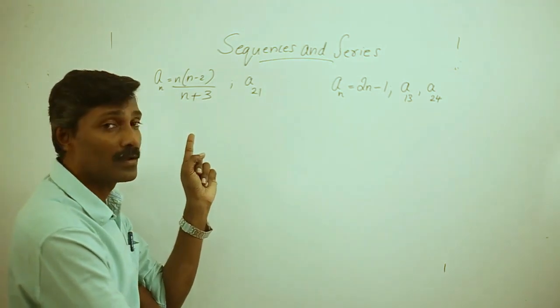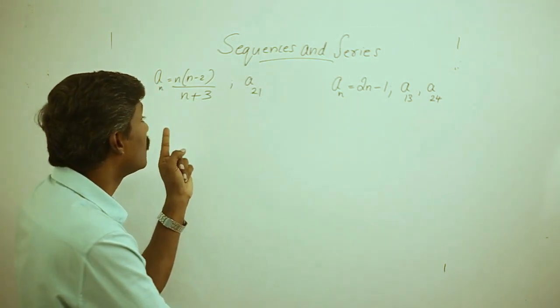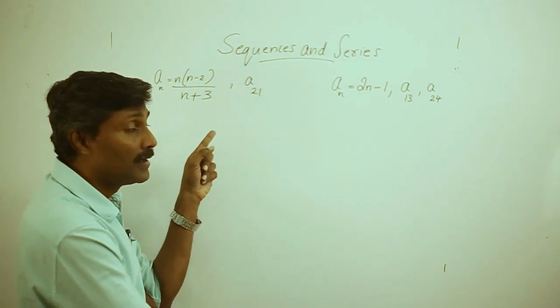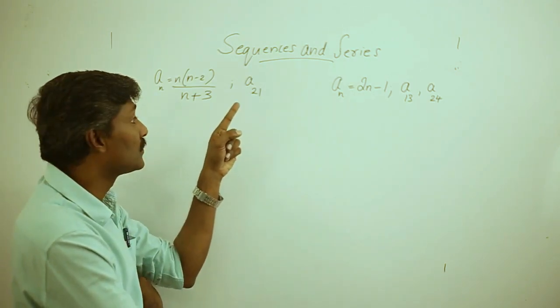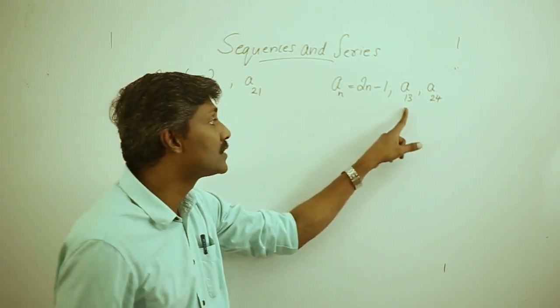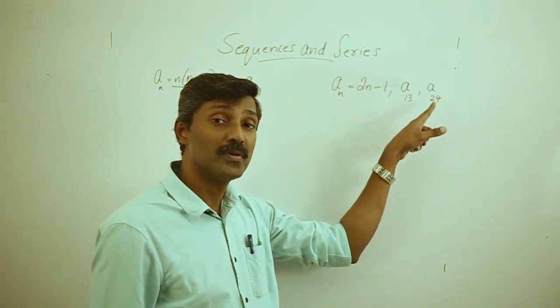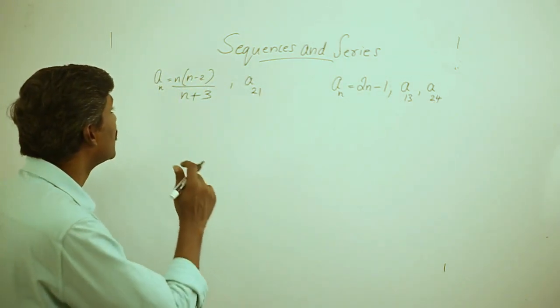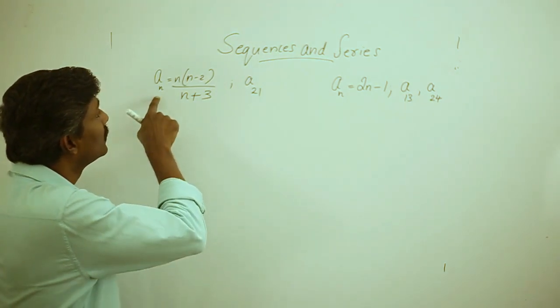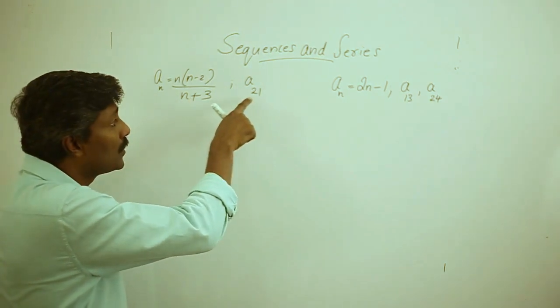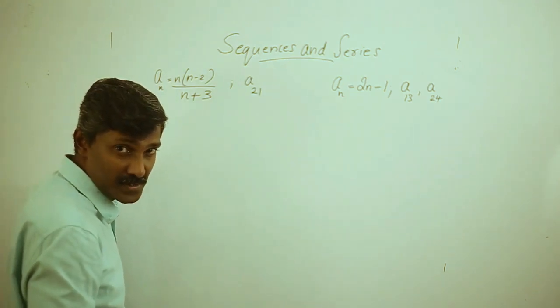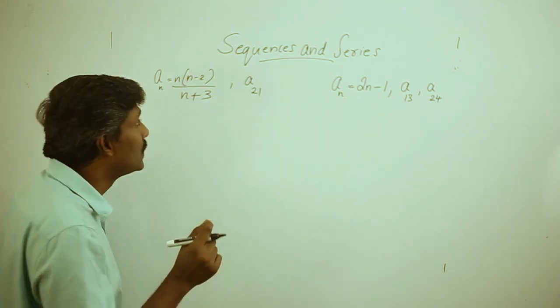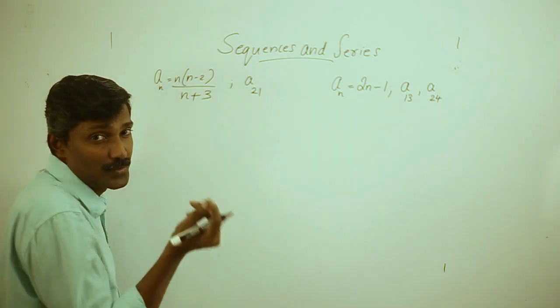Again, we are asked to find out the nth term. Not the nth term, the nth term is given, and in the first question you are asked to find out the 21st term. In the second question you are asked to find out the 13th and the 24th term. So let's go to the first problem, let's finish it off. Okay, so this is the nth term and you have to find out the 21st term. The only thing you have to do is just replace n by 21.